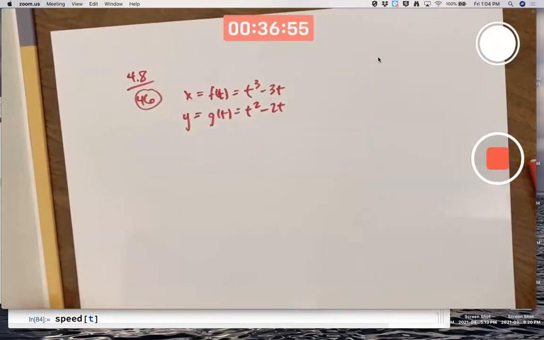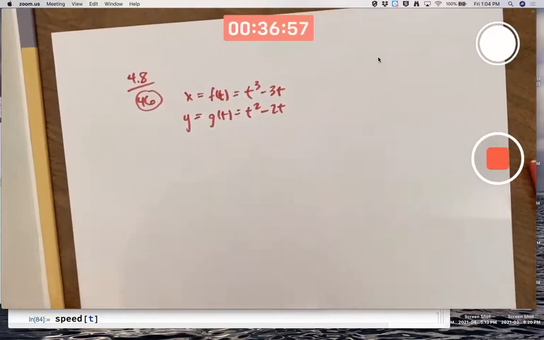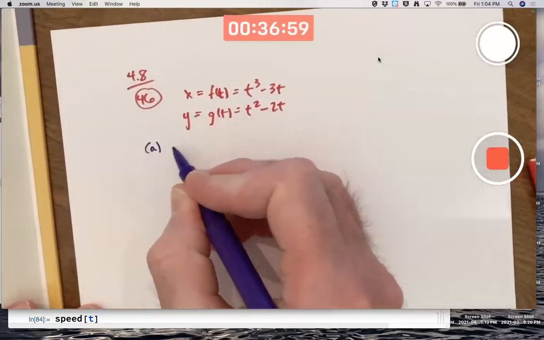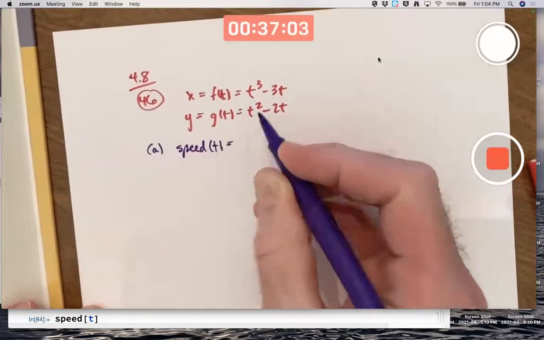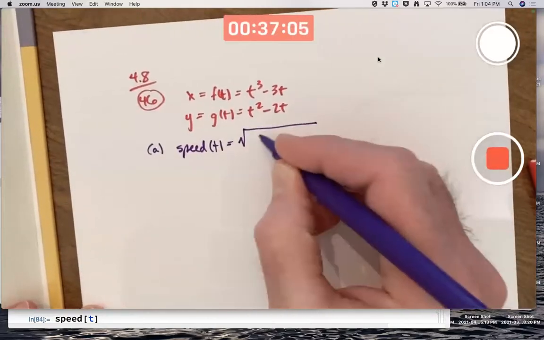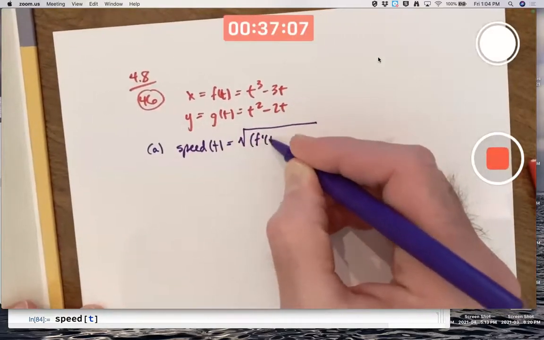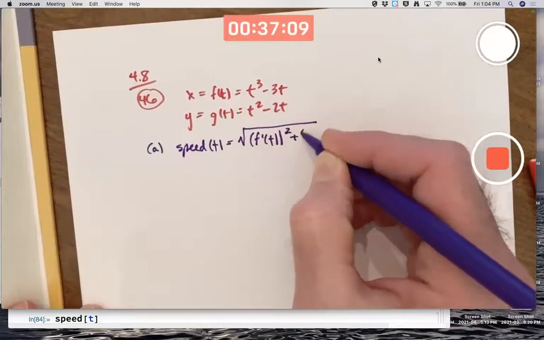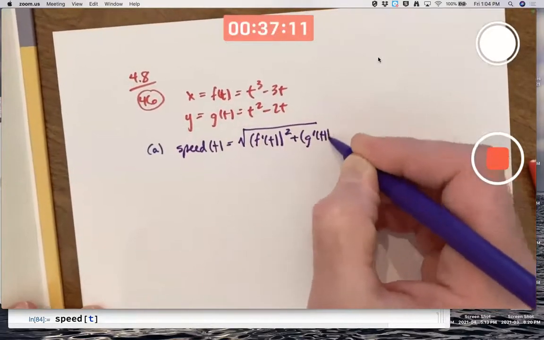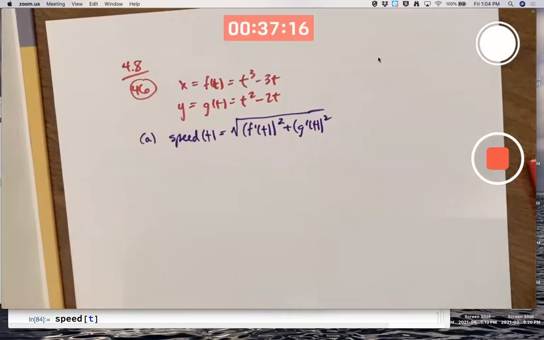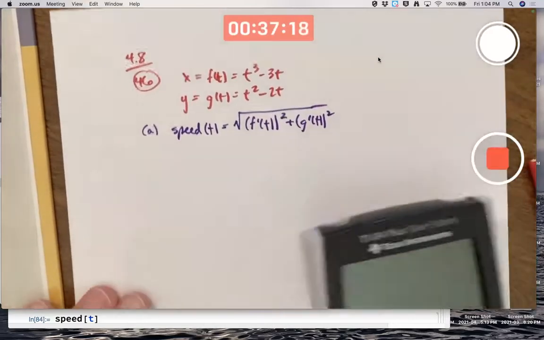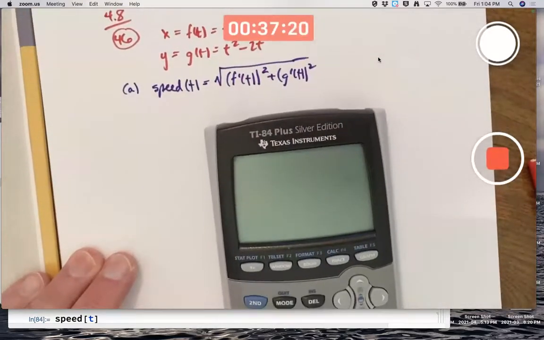Let's see if we can figure that out by going ahead and computing the speed. Remember that the speed is the square root of f prime of t squared plus g prime of t squared. And actually, before we compute this, maybe we should get an intuitive idea about whether it's going to be true or not. Let's go ahead and plot it.